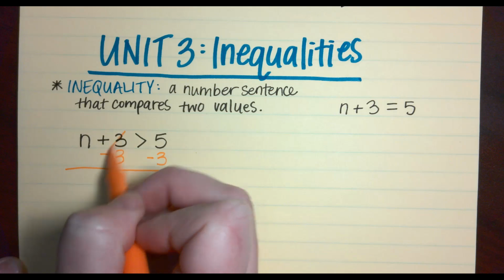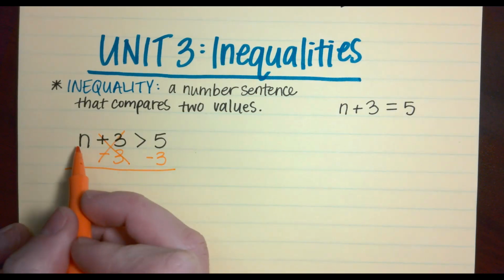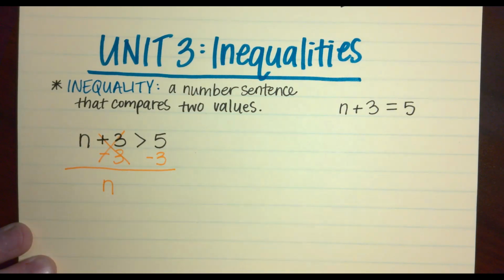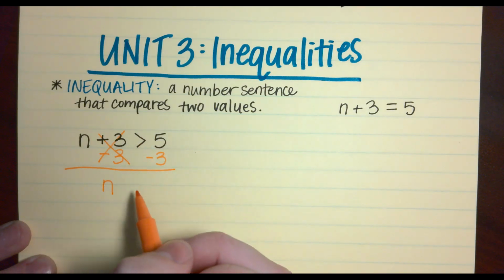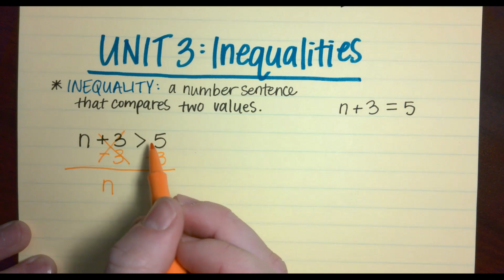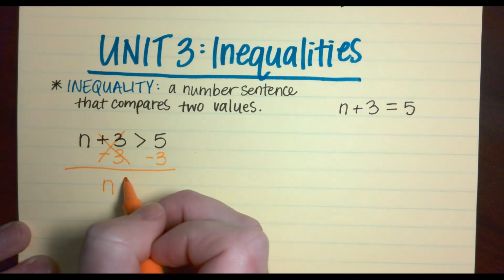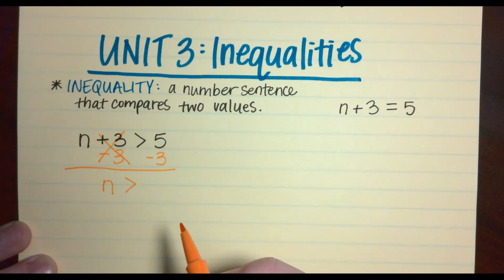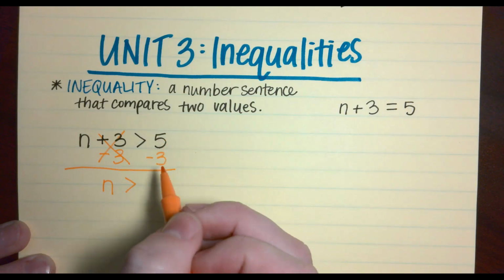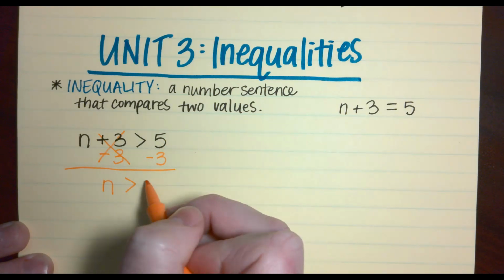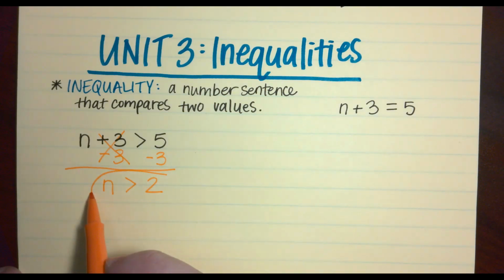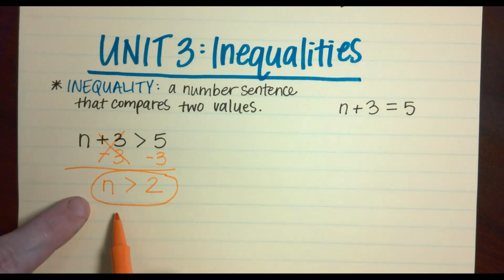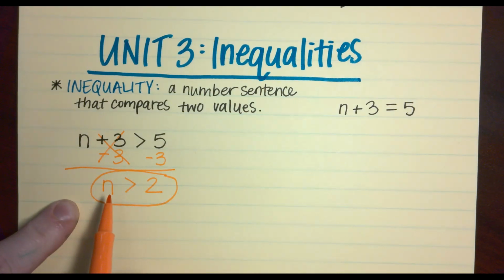My 3's would cancel out like we just learned about. And then I'd bring down my n. And this time, instead of bringing down an equal sign, we're bringing down that greater than sign. The only thing that's different is the symbol in between the numbers. Now 5 minus 3 is 2. So we just found this answer here, and this is how we would read it. We would say n is greater than 2.